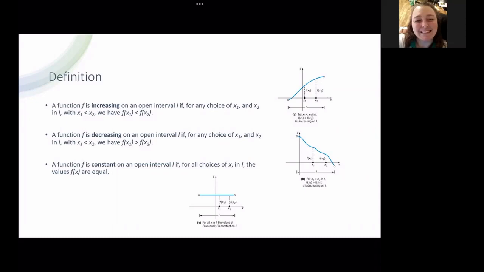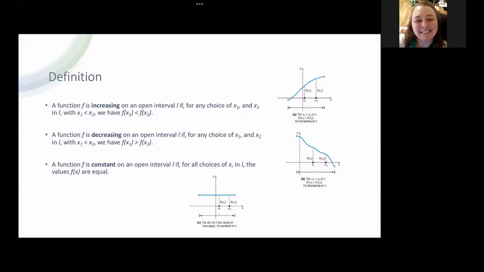Okay, so after we do all of that, let's go ahead and define exactly what we did. A function f is increasing on an open interval if for any choice of x1 and x2, x1 is always going to be less than x2, and we have f of x1 is less than f of x2. So if that y is going up the hill, that means it's increasing.